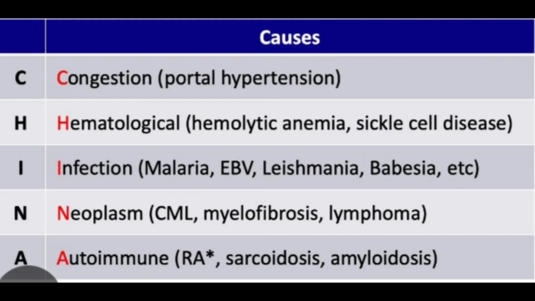In hematological conditions like hemolytic anemia and sickling of erythrocytes, both cause an enlarged spleen. Certain infections, including malaria, Epstein-Barr virus, leishmaniasis and other infections, lead to an enlarged spleen. In certain neoplasms, especially chronic myeloid leukemia, the spleen gets enlarged. In myelofibrosis and in lymphoma, especially the liver would be enlarged. In autoimmune conditions, especially rheumatoid arthritis, sarcoidosis and amyloidosis, the spleen would be enlarged.